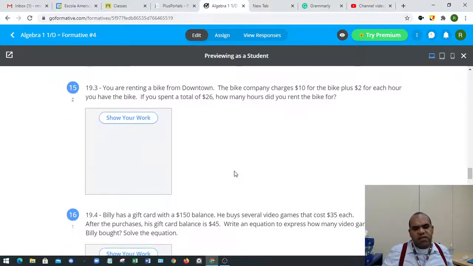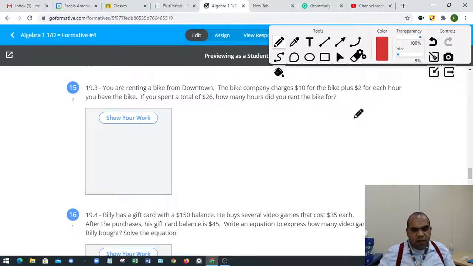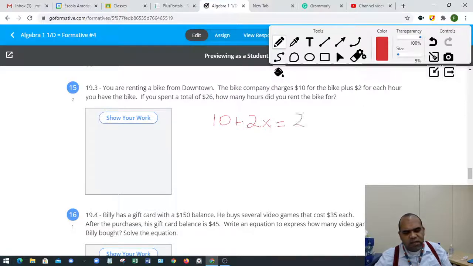15. You are renting a bike from downtown. The bike company charges $10 for the bike plus $2 for each hour you have the bike. If you spend a total of 26 dollars, how many hours did you rent the bike? Great. This is easy. Let's solve again. You are renting a bike. The company charges $10 for the bike plus $2 for each hour, hour x, you have spent a total of 26.